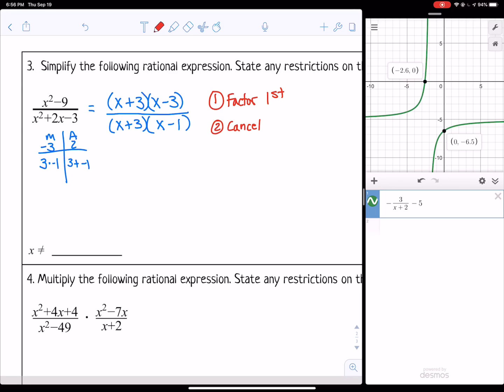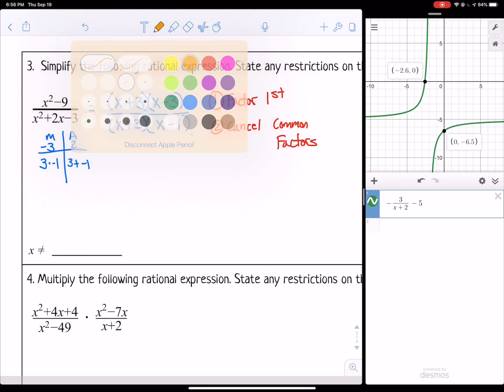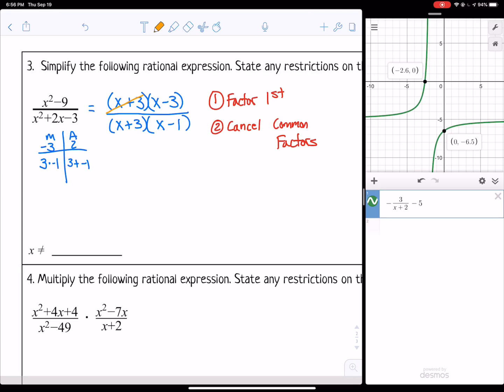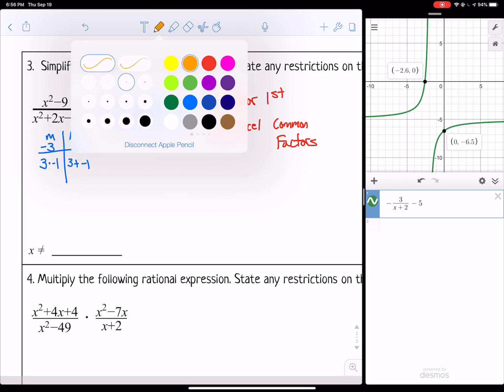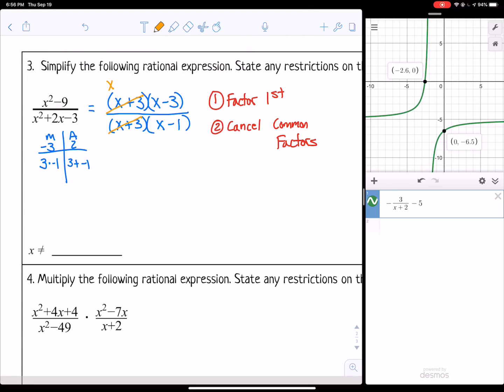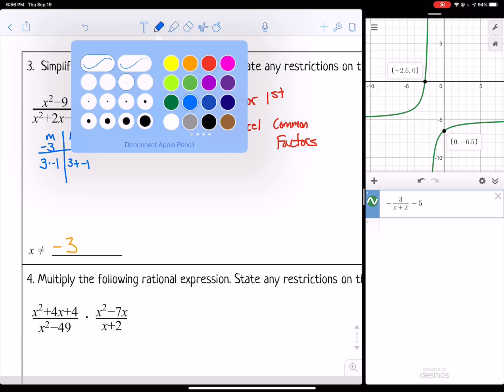Step 2 is to cancel common factors. So let's look at that. I have x plus 3 at the top and x plus 3 at the bottom. So I know that x cannot equal the number that would make x plus 3 equal to 0, which would be x equals negative 3. I'm going to write that down where it says x can't equal, because negative 3 is my first restricted value that I have found.